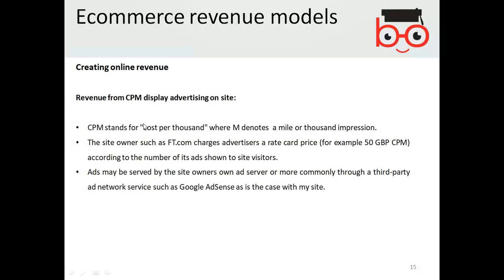And the third one is the CPM. CPM stands for cost per thousand, where M denotes the Roman numeral for thousand impressions. Generally, the advertisements to be served on a website are dealt with in this particular way, the CPM, where the cost per thousand impressions is what is being sold.